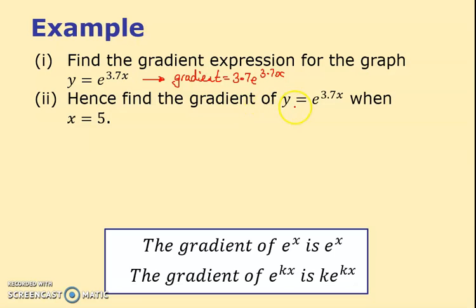Hence find the gradient of y equals e to the 3.7x when x is 5. Okay then, so x is 5. So the gradient, I know the gradient function is this 3.7 e to the 3.7x. So at x is 5, it's 3.7 e to the 3.7 times 5. 3.7 times 5, what's that? That sounds like 18.5 to me. I'll just check it. 5 times 3.7 is 18.5, that's right.